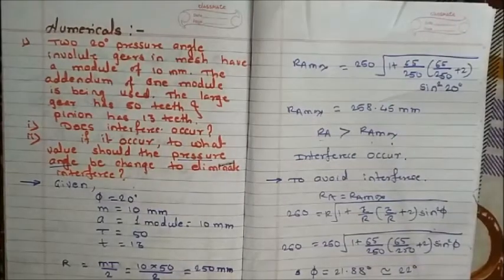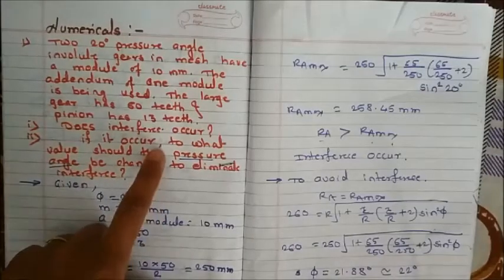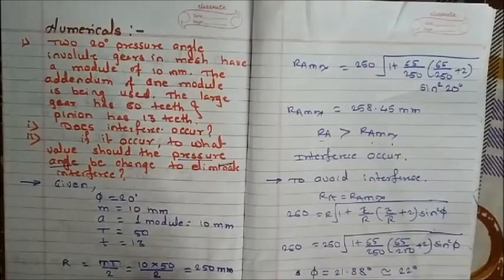I hope you get the concept of how to solve the numerical when they ask whether there is interference and how we can eliminate that interference.